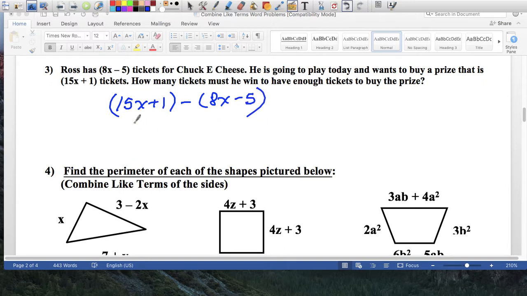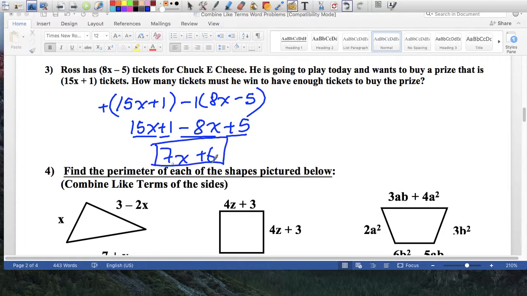And again, this first one comes out exactly the same, right? Because there's an invisible plus sign there. And then this one, because it's negative, we have to change the signs of all the terms inside, so it comes out as minus 8x, and the minus 5 comes out as positive. Okay, there's a 1 here. Apply the distributive property. 15x minus 8x is 7x, and then 1 plus 5 is 6. So how many more tickets does he need? He needs to win 7x plus 6 more tickets.